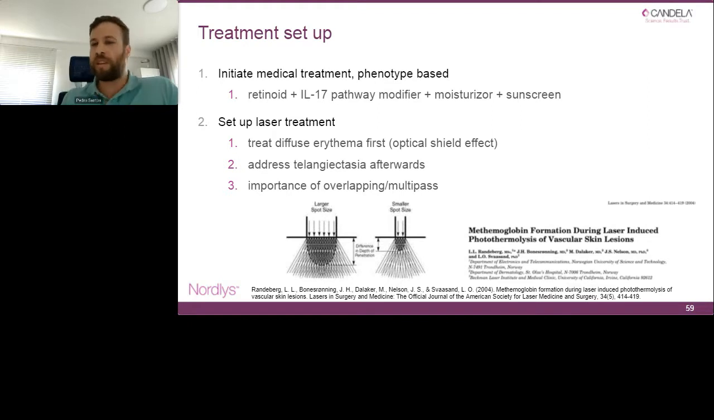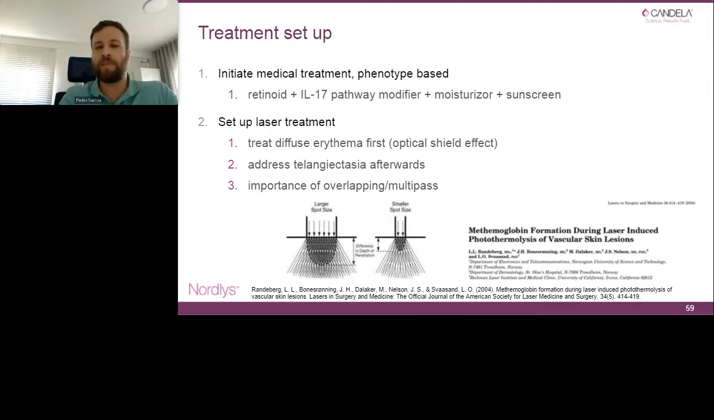Afterwards, we should set up our laser treatment, again phenotype-led. Normally, we should start by treating the diffuse erythema, because the diffuse erythema is in an upper layer of the skin compared with the telangiectasia. So this can work as an optical shield. If we treat the erythema first, afterwards we can improve the efficacy of the telangiectasia treatment.